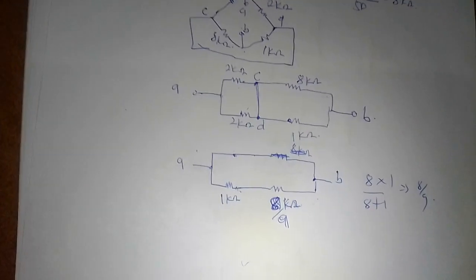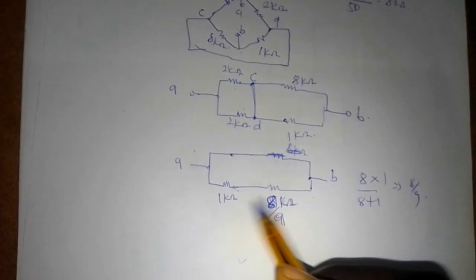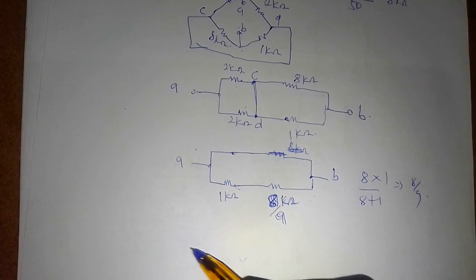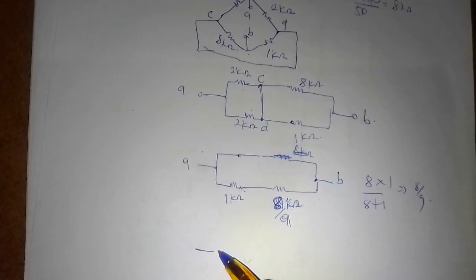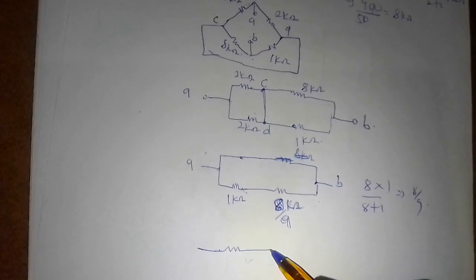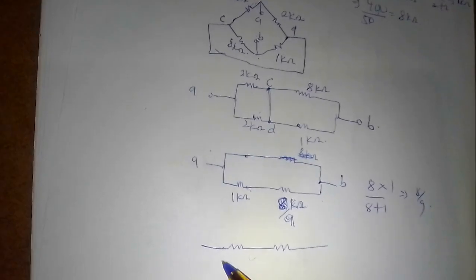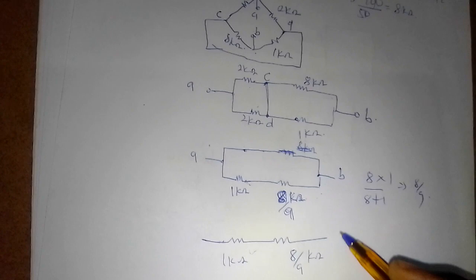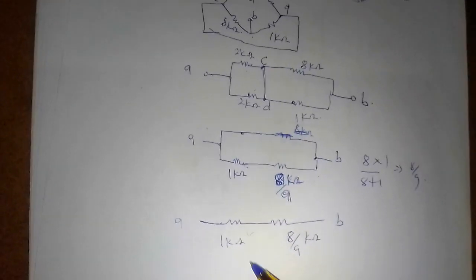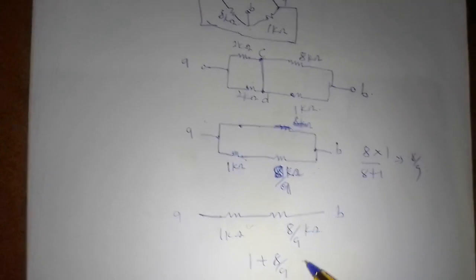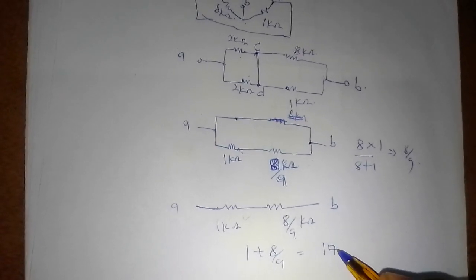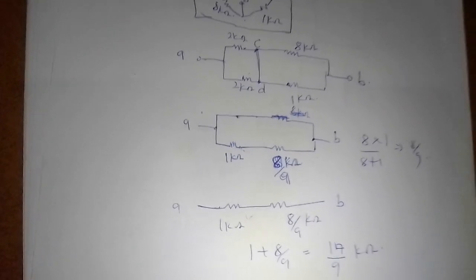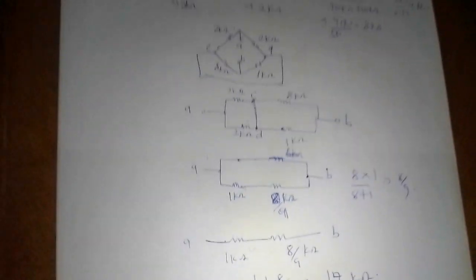Like this. So at this point, I'm having 2 different resistors. Let me draw it once again. So all the upper parts will go like this. I'm having 1 kilo ohm, 8 over 9 kilo ohm, my B and my A. So I just add them, 1 plus 8 over 9. That is giving me 17 over 9 kilo ohms. So this is the effective resistance between A and B.